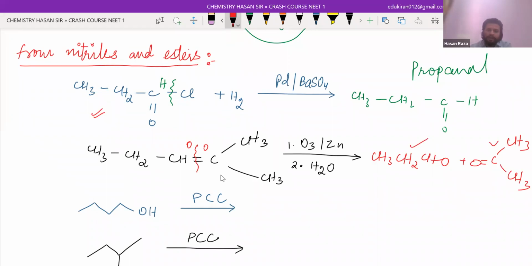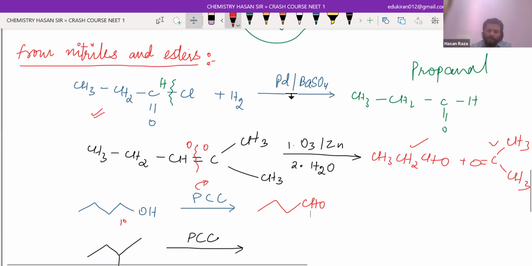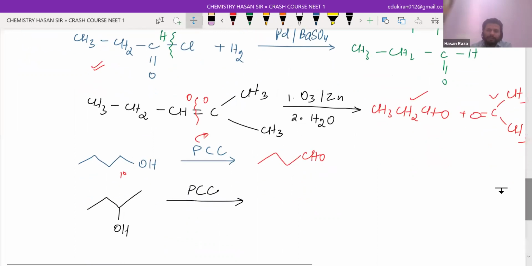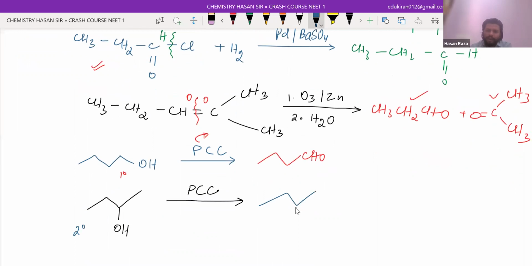Now this PCC is a mild oxidizing agent, and this is your 1 degree alcohol. So this will be converted into aldehyde. No one gave any answer for these reactions. Now you can see this is your 2 degree alcohol. So this 2 degree alcohol will be directly converted into ketone. PCC is an oxidizing agent, or you can use KMnO4 and lithium aluminum hydride. Is that clear? Can I change the slide?